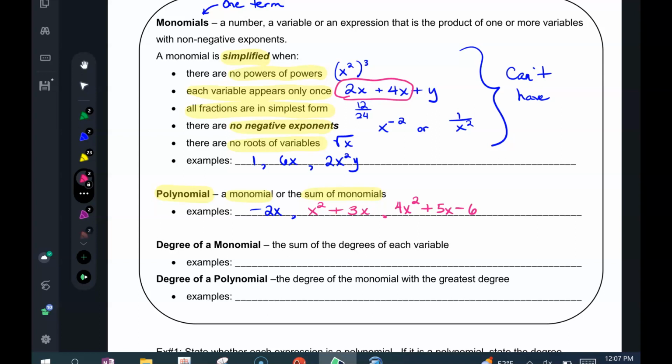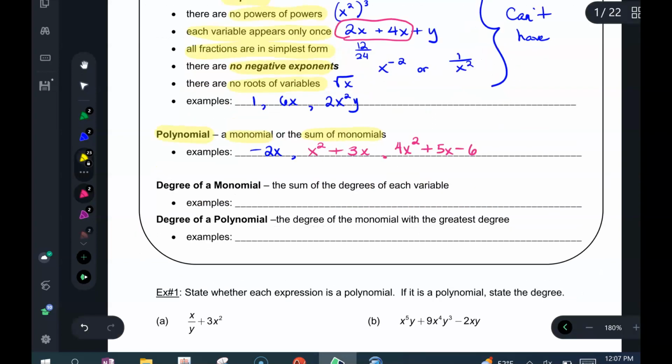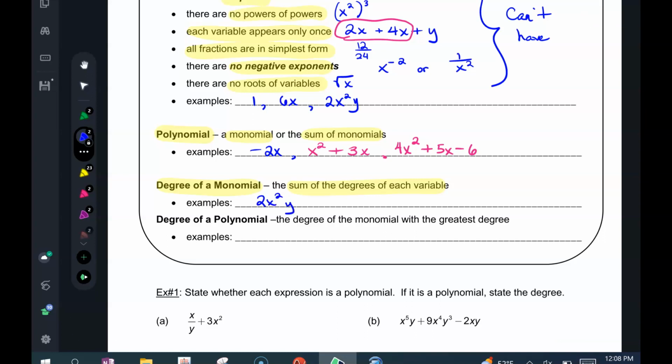Now, how do we find the degree of a monomial and the degree of a polynomial? If it's a monomial, you look at all the degrees added together. We're going to take the sum of the degrees of each variable. For example, let's take that 2x squared y. What's the power of y? 1. So if I add the exponents here, what do I get? 3. So this has a degree of 3.